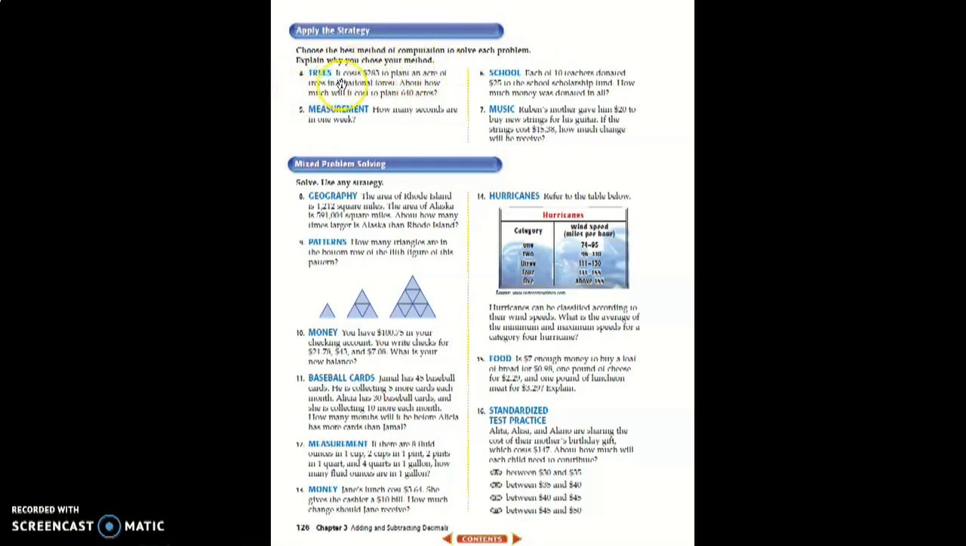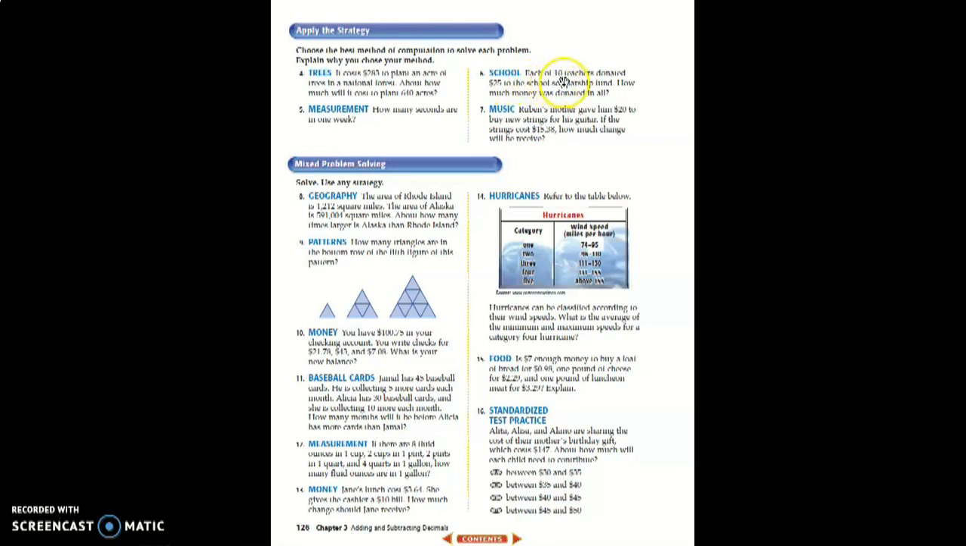4. Trees. It costs $283 to plant an acre of trees in a national forest. About how much will it cost to plant 640 acres? 5. Measurement. How many seconds are in 1 week?